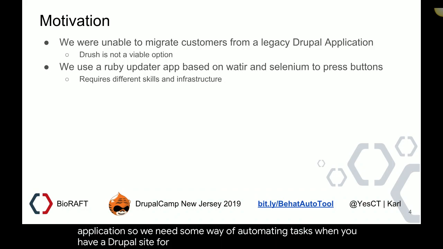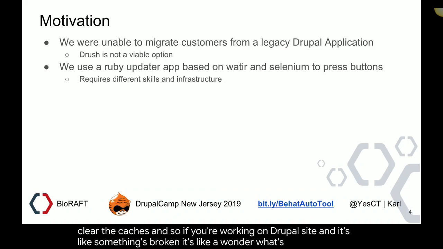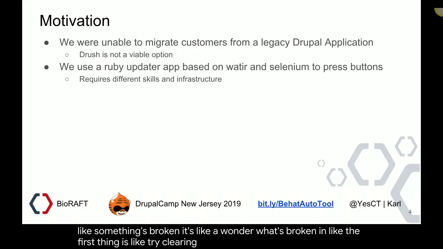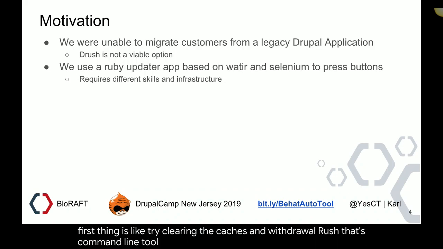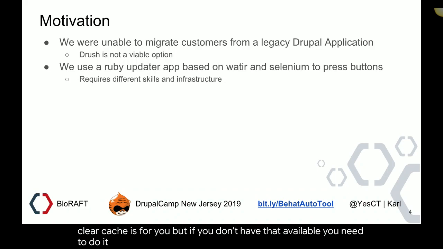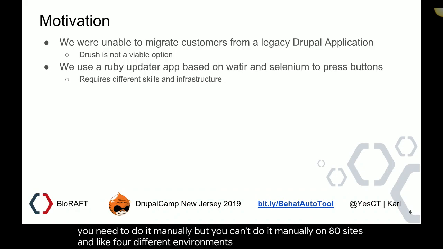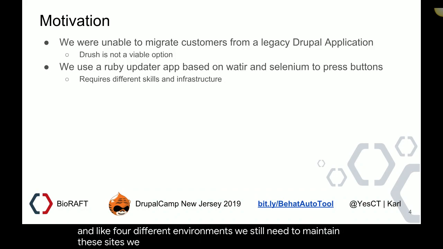When you have a Drupal site, for example, one of the things that you do a lot is clear the caches. And so if you're working on a Drupal site and something's broken, the first thing is to try clearing the caches. And with Drush, that's a command line tool, you can type drush clear caches, and it'll clear the caches for you. But if you don't have that available, you need to do it manually, but you can't do it manually on 80 sites in like four different environments. So we still need to maintain these sites. We have these tasks we have to do, and we have to have a way of automating them.